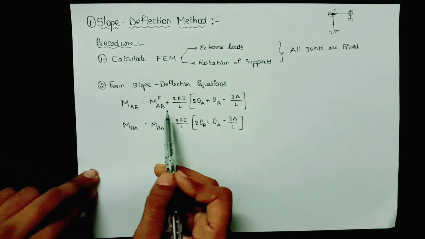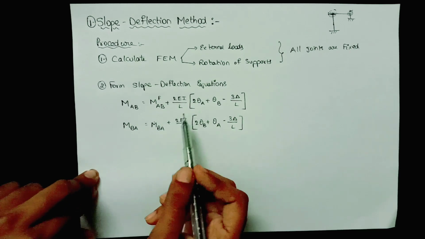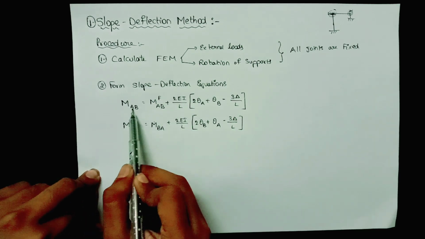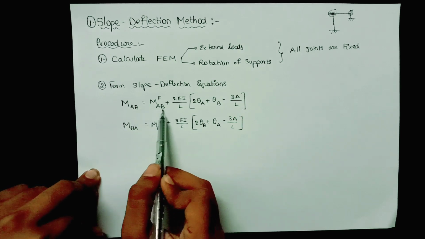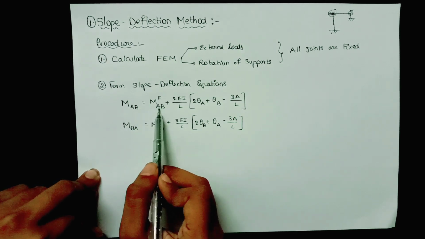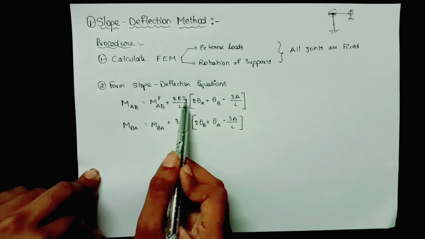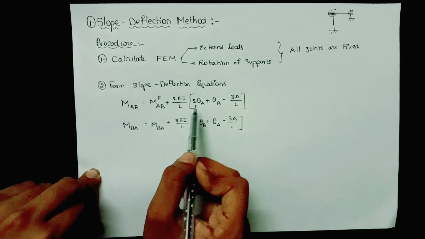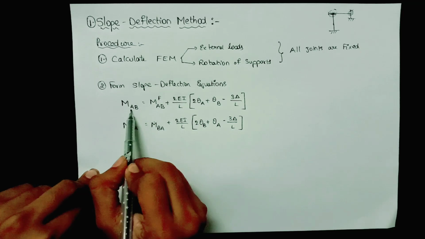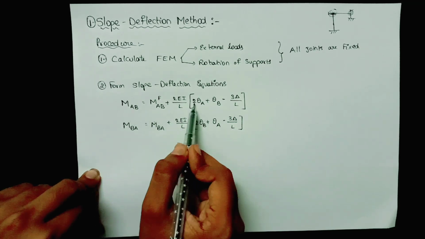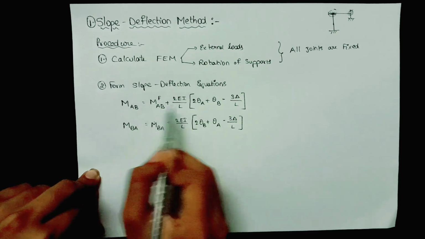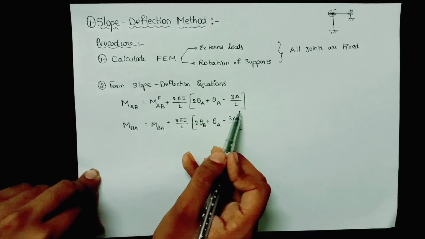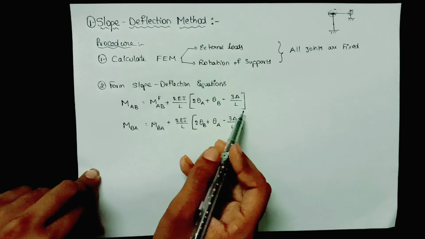So the writing of the slope deflection equation is very easy. Whatever member we write here, the same member appears here. So fixed end moment in member AB plus 2EI by L, this is constant, and in AB the first letter is A, so the 2 will be multiplied with theta A, and the remaining will be theta B. Then minus 3 delta by L, which is also the same in all the equations.